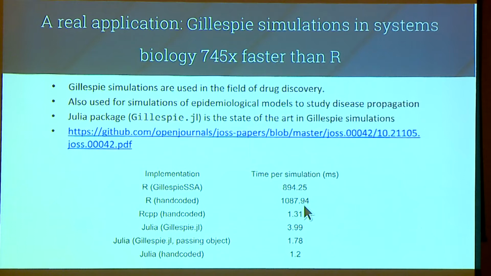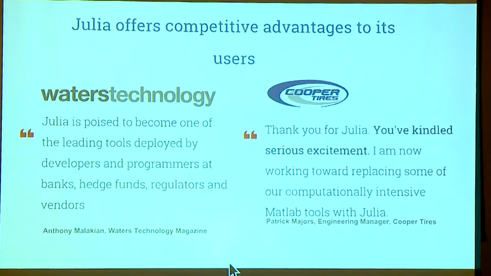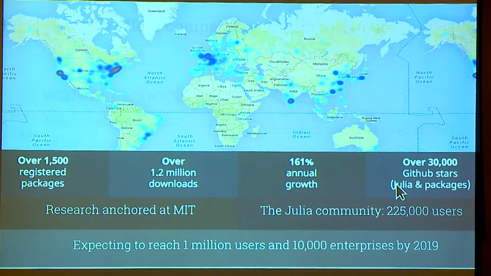Anyway, this is some media coverage we have been getting. Julia is poised to become one of the leading tools deployed by developers and programmers at banks, hedge funds, regulators and vendors. This is a magazine for quants, quantitative analysis people on Wall Street and so on. And this is Cooper Tires, your Kindle serious excitement. I'm working towards replacing some MATLAB code and so on.